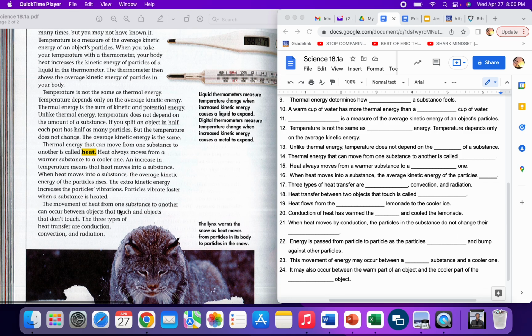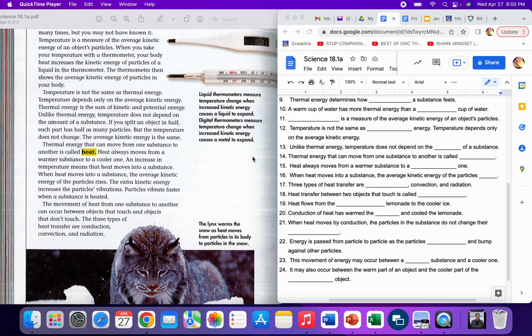The movement of heat from one substance to another can occur between objects that touch and objects that don't touch. There are three ways we transfer heat. It is conduction, that touches; convection, doesn't have to; and radiation, doesn't touch.